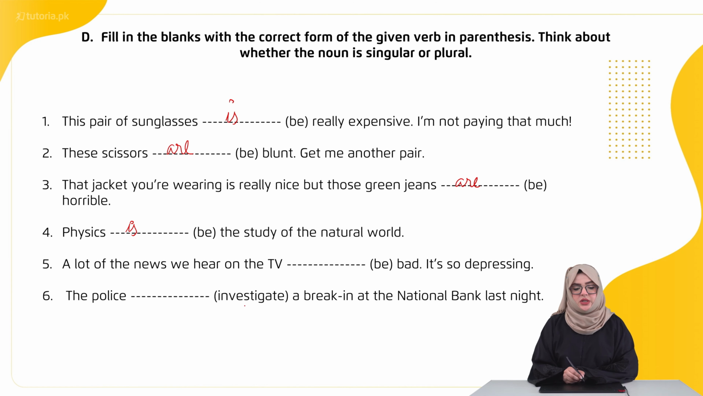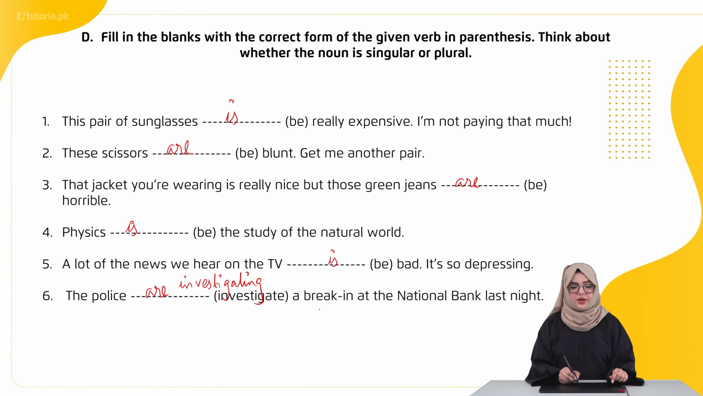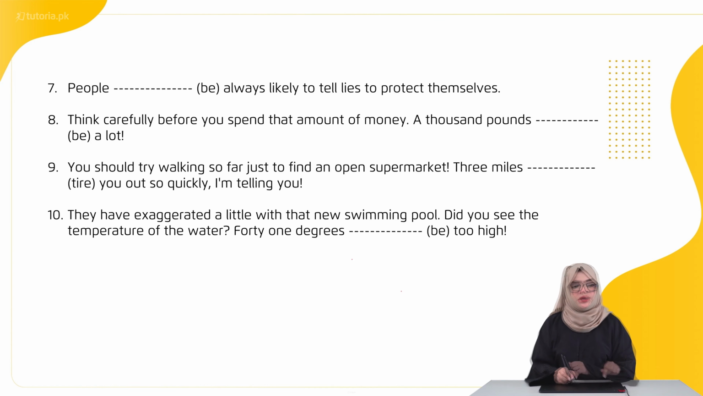Fifth is, a lot of the news we hear on the TV is bad. It's so depressing. Sixth is, the police dash a break-in at the National Bank last night. Police के साथ आप are use करते हो. The police are, and then we have investigate, तो साथ में ing आ जाएगा, investigating a break-in at the National Bank last night. And then seventh is, people dash always likely to tell lies to protect themselves. People are always likely to tell lies to protect themselves.